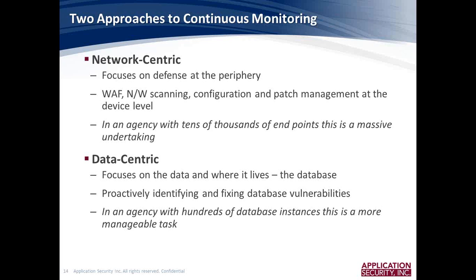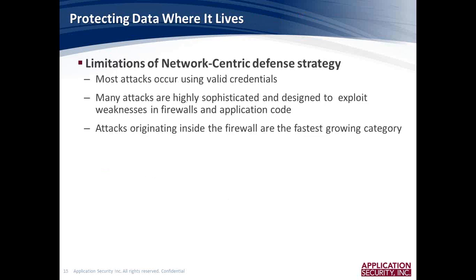Then you've got the data-centric approach, which is where you focus on the data where it lives, for example, in the database. As opposed to trying to protect the whole network, you just try to protect the really valuable pieces on the network, or really focus the majority of your defenses on the valuable pieces of the network. With a data-centric approach to continuous monitoring, you're going to proactively identify and fix database vulnerabilities. Now, when you've got a large agency, you may have tens of thousands of endpoints, but even in that size of an agency, you're only going to have hundreds of database servers. So it's a fairly manageable task, even across the largest organizations, to take a data-centric approach to continuous monitoring.